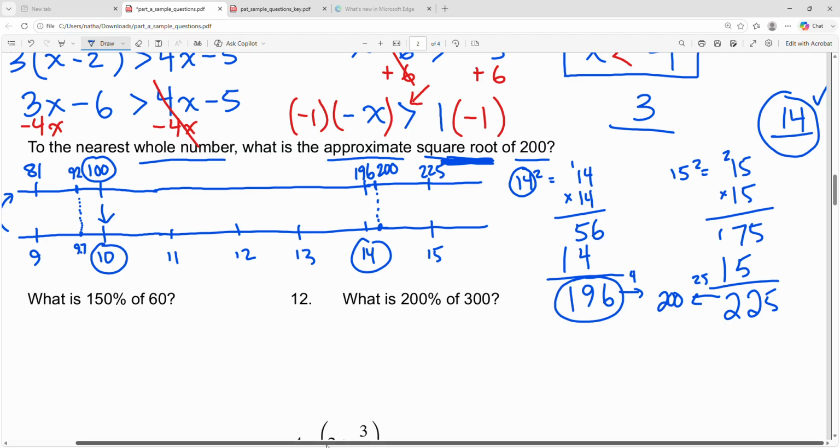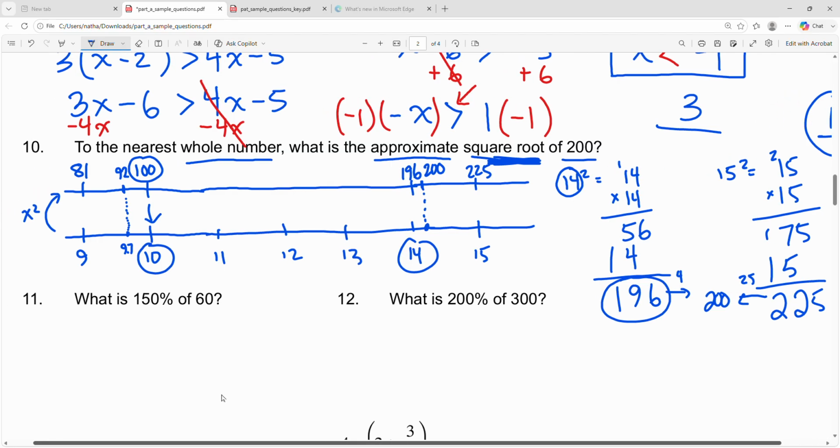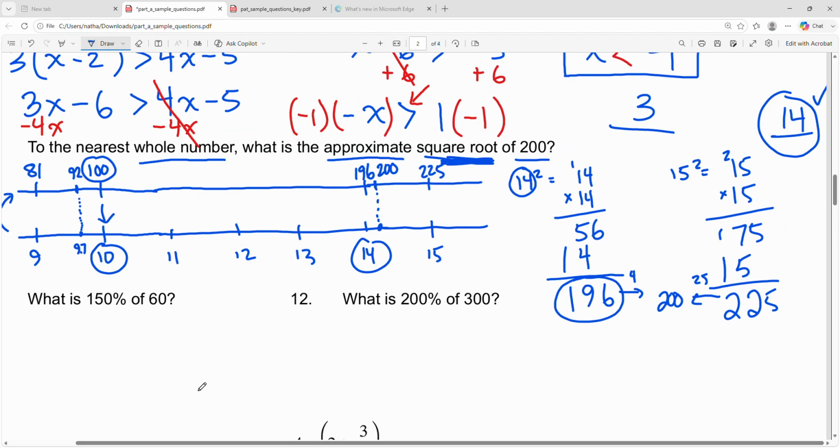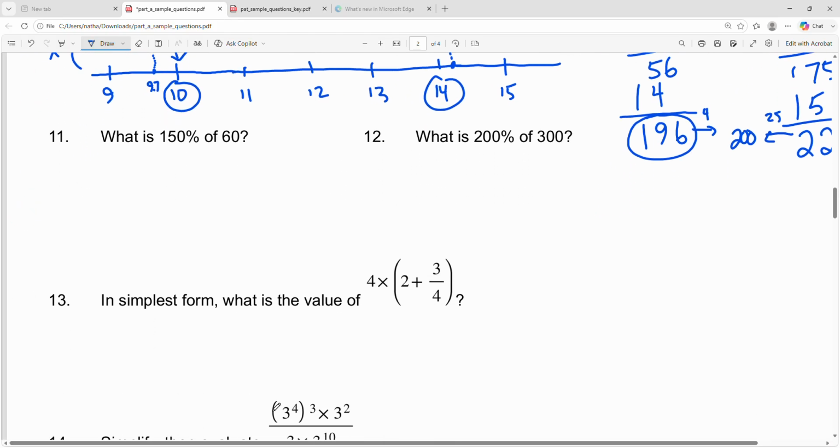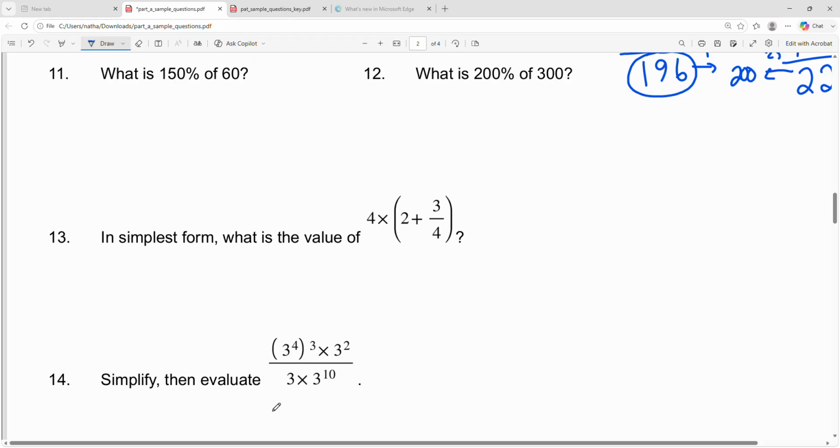All right, question number 11. Okay, so what is 150% of 60? There's a couple ways to do it. I know the answer key does it a little bit different. I'm going to kind of just do this in decimals, because we can use it this way if it's something less than 100%, if it's greater than 100%.